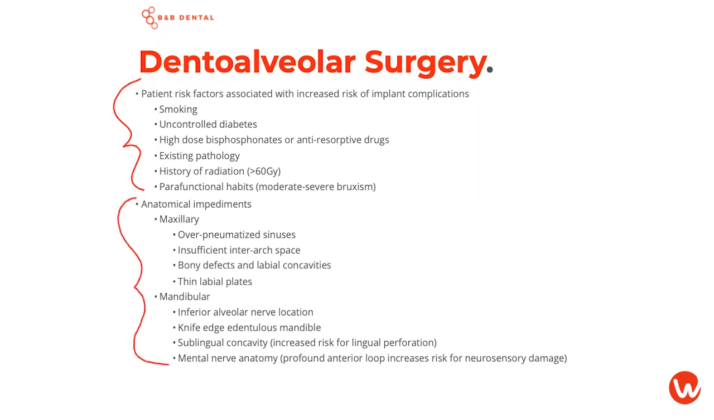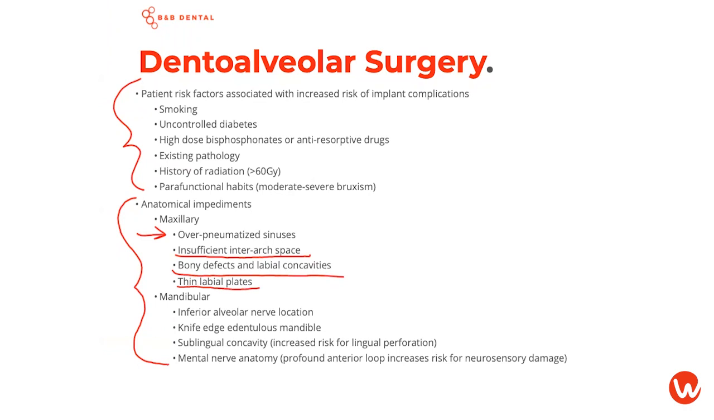Does their maxilla have an over-pneumatized sinus? Perhaps there has been an edentulous site, maybe tooth 3 and 4 have been missing for many years. Now the patient wants to get their implant. What has happened to their sinus? Also, is there sufficient inter-arch space? We need it to be sufficient in order to place implants. And are there bony defects and concavities or thin labial plates?